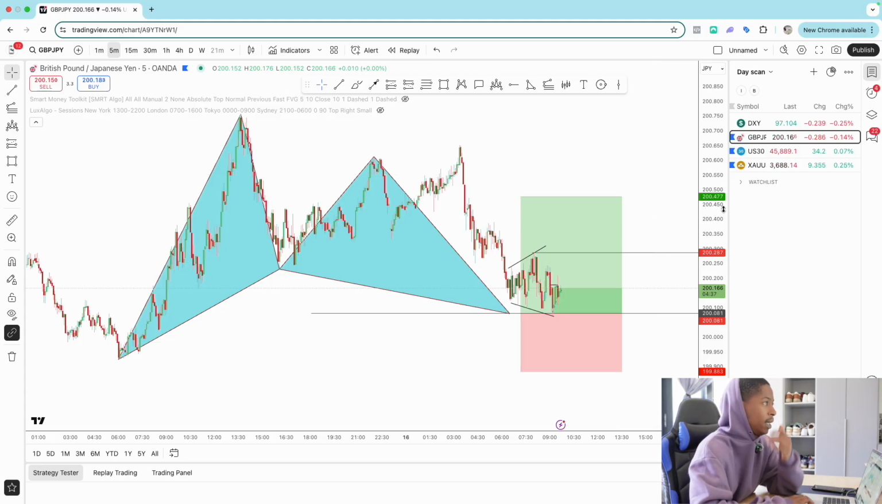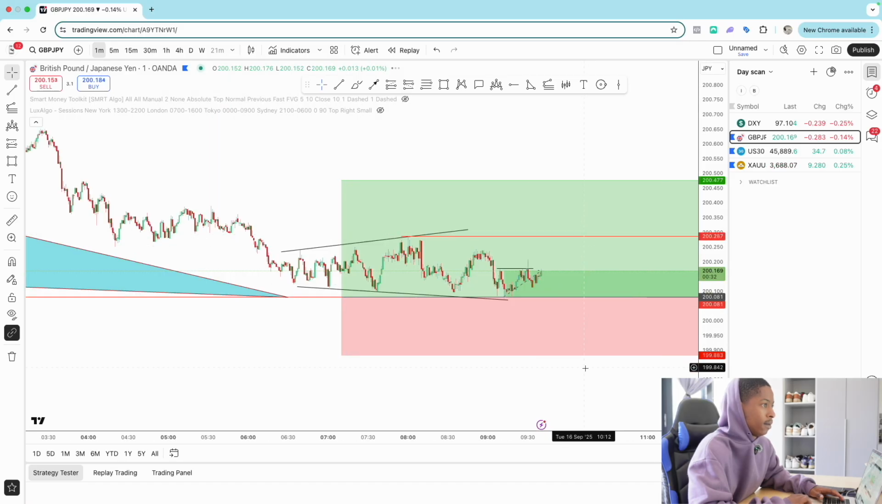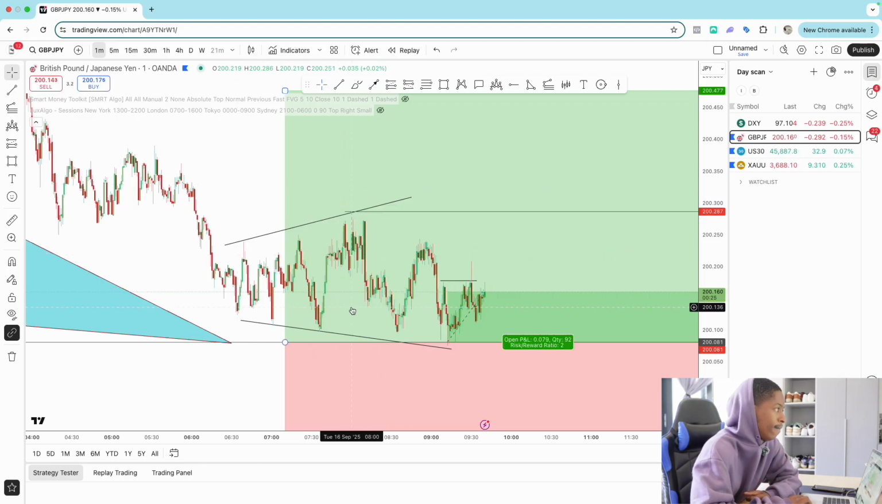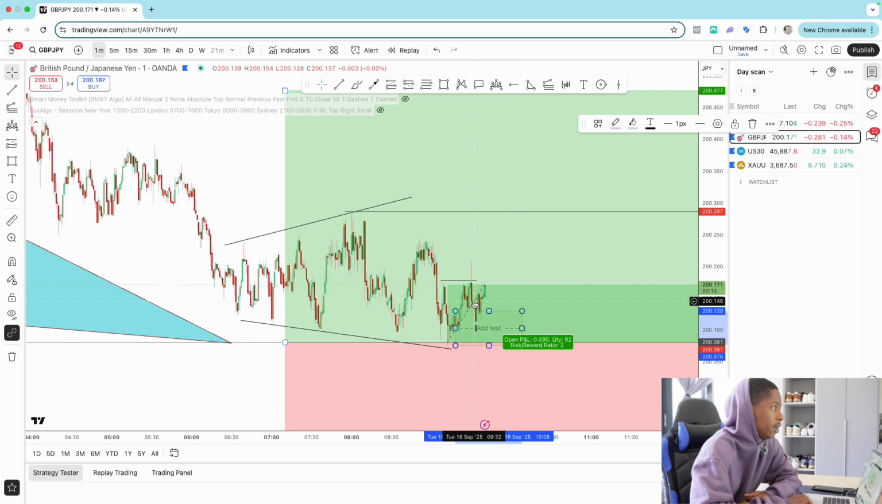Okay, so I'm still looking at it. You can see how it's coming up now. So it respected this area here, because you see it tried to break above here, and then it respected this candle. Yeah, it got basically just tested out, and then we're aiming for a push up.